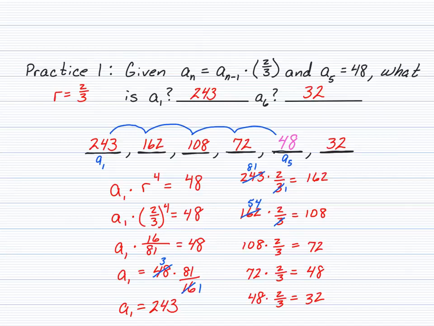And that gives us 108 for the next term. And then 108 times 2/3 gives us 72, times 2/3 gives us our fifth term, which was 48. And then 48 times 2/3 will give us our sixth term, which is 32.